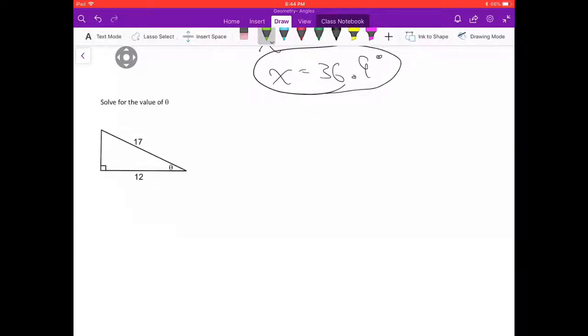Alright, we're going to go through one more example together, and we'll use the same thing. So here, we're going to solve for theta. Remember, theta always stands for angle. So we're going to look at everything in regards to theta. We have our O, A, and H. Our H is always across from the right angle, which is 17 in this case. Our opposite we don't have, and 12 is our adjacent side.